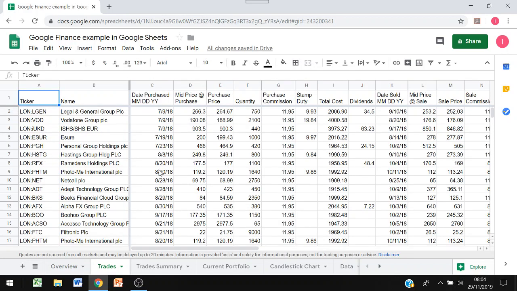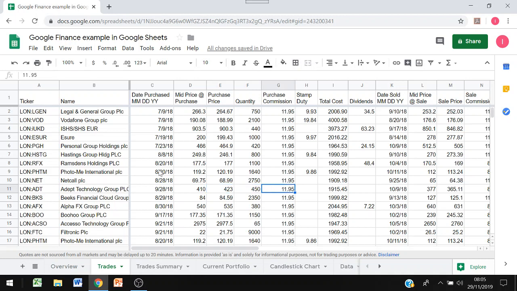Now these are some old trades that I did, and I logged them using Google Finance. So the names, when I bought them, the mid price on the day that I purchased, what I actually paid for them, and what you can see is that for some companies, particularly some of the smaller companies, there's quite a big difference between the mid price and the purchase price. So there's quite a wide bid offer spread on that share.